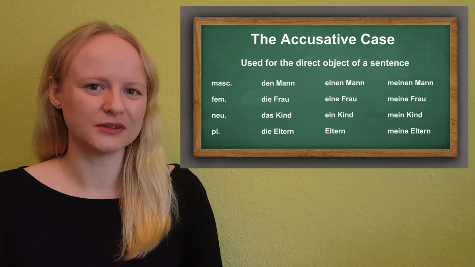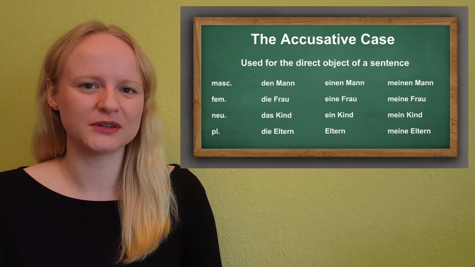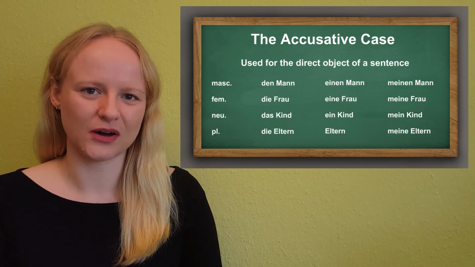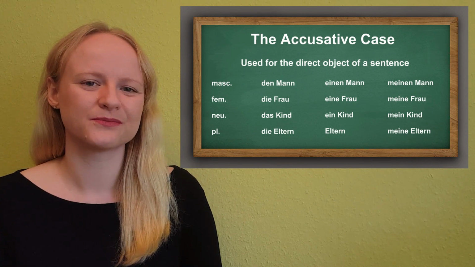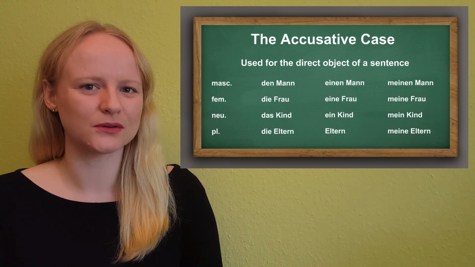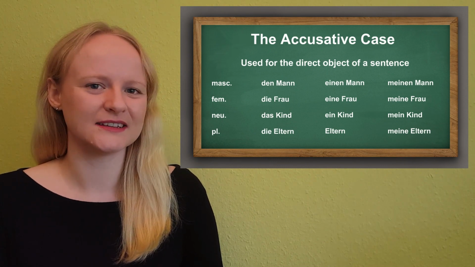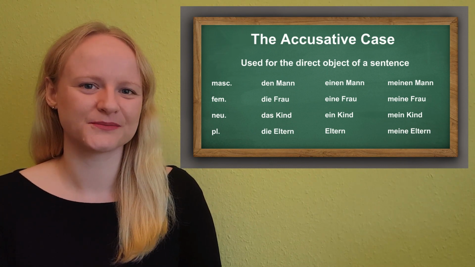For a feminine noun, there is no visible change to the nominative that you find in a dictionary. Die Frau, eine Frau, meine Frau. For neuter nouns, also no visible change to nominative. Das Kind, ein Kind, mein Kind.